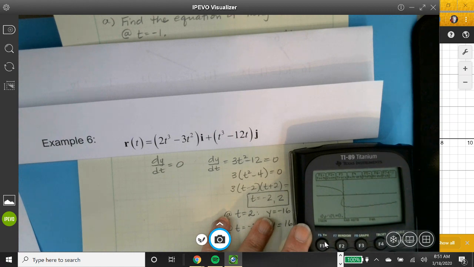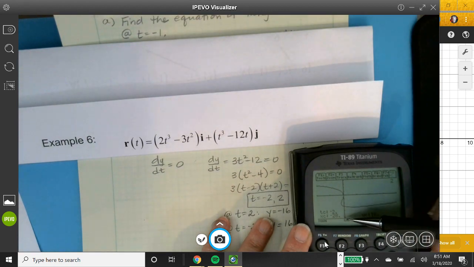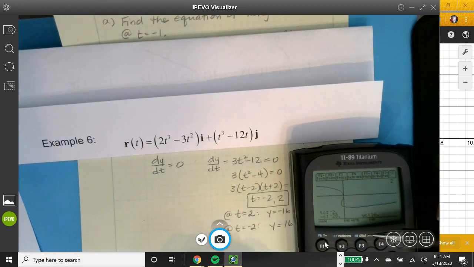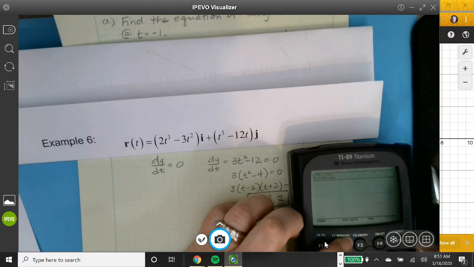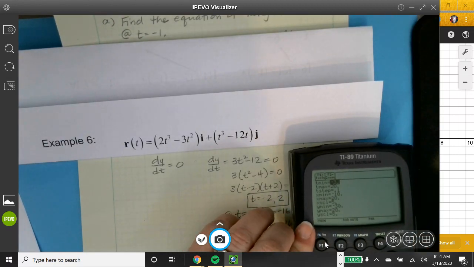Anyway, F5, let's do the value at t equals -2. Well, we know that's 16. We can see that it's 16. Oh, and the x is at -28. So it's way the heck over here. Well, that's why I'm not seeing it. I'll make this 30.